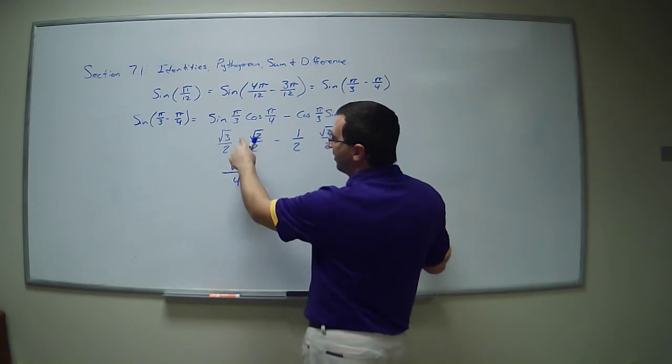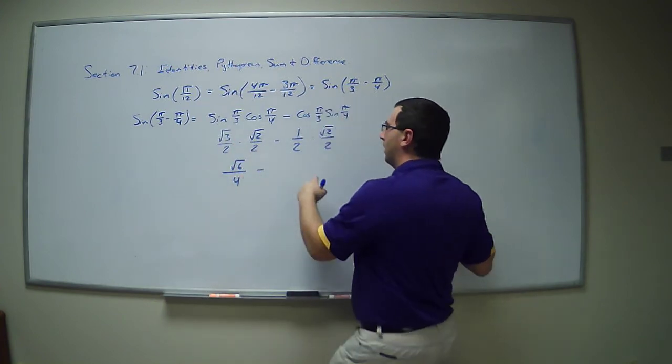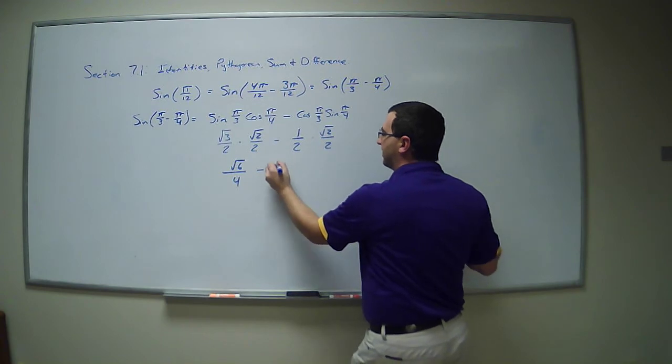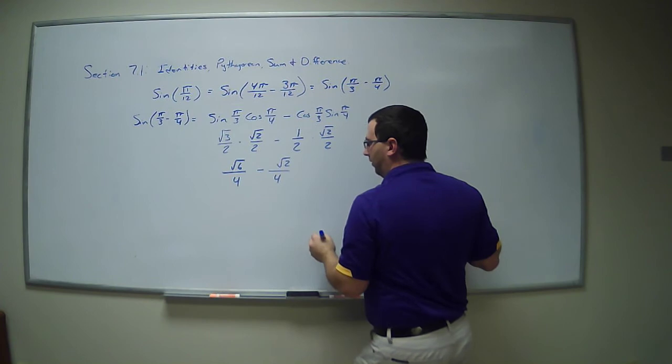Remember, when we multiply fractions, we multiply straight across. And then minus 1 times the square root of 2 is the square root of 2. 2 times 2 would be 4.